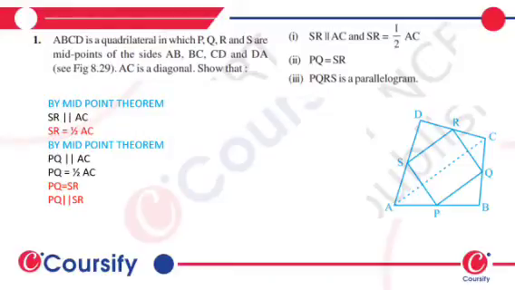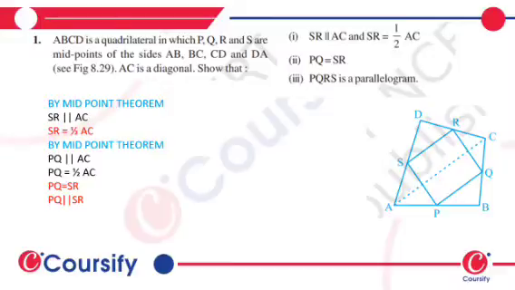ABCD is a quadrilateral in which P, Q, R, S are midpoints of the sides AB, BC, CD and DA. AC is a diagonal. Show that SR is parallel to AC, SR is half of AC, PQ is equal to SR, and PQRS is a parallelogram.